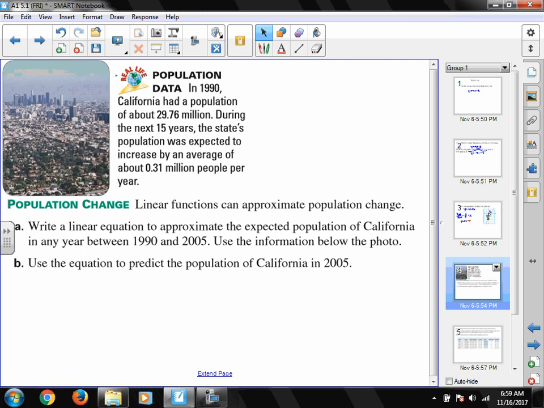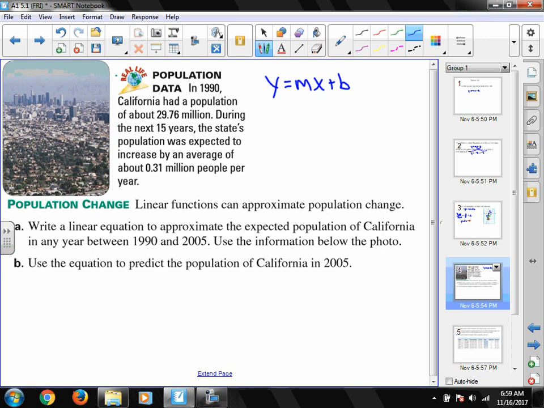So they tell you that linear functions can approximate population change. A linear function is just the equation of a line. So we want to write a linear equation to approximate the expected population of California in any year between 1990 and 2005. We're going to use the information from that photo to help us out. So, still using y is equal to mx plus b.